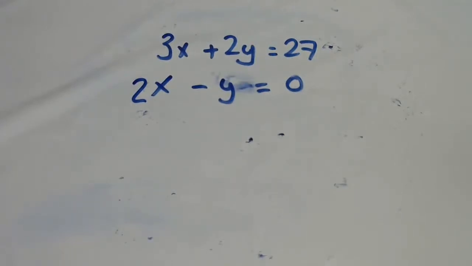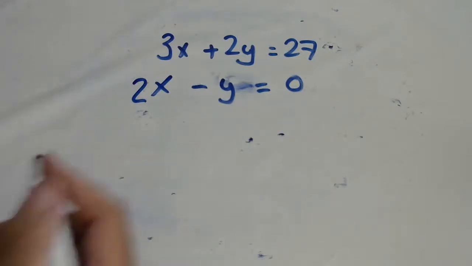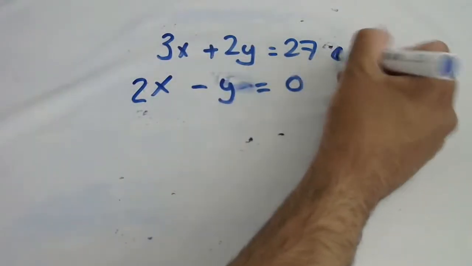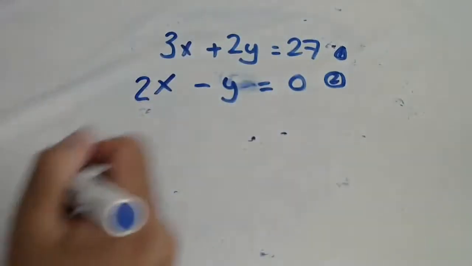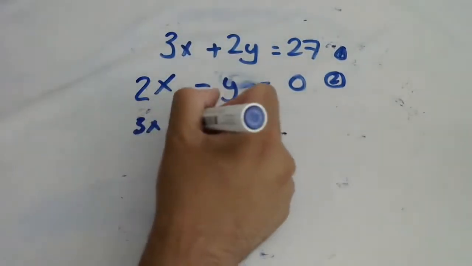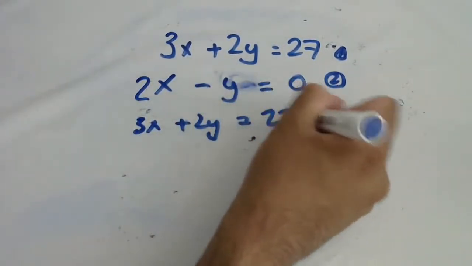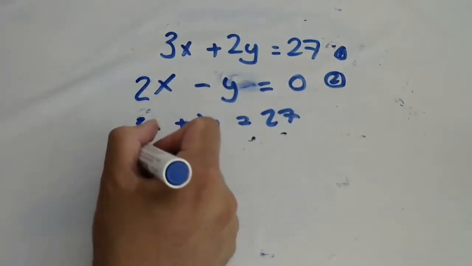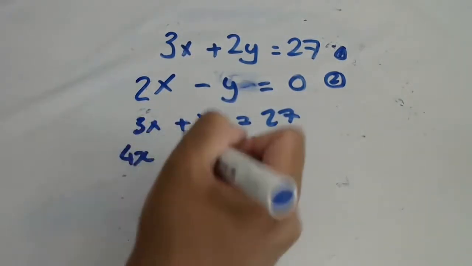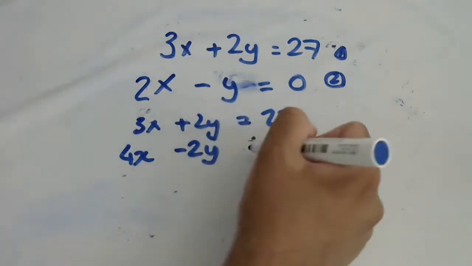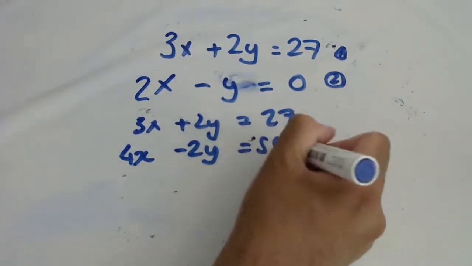Okay, if you subtract, what have you done? Have you done x or y? I'd probably cancel the y, so I'll do that. That's equation 1, that's equation 2. The second one gets multiplied by 2. So you've got 3x plus 2y. Good shout is what you should do. This one is going to be 4x minus 2y, times by 2 equals 54.